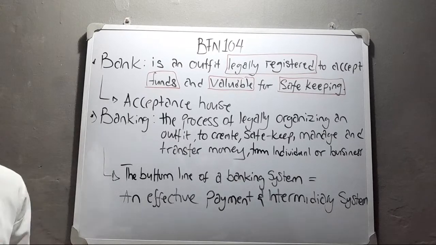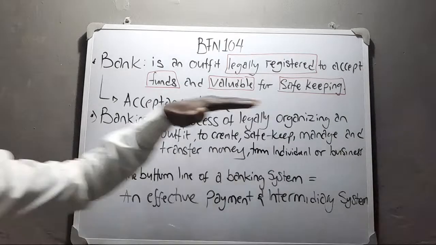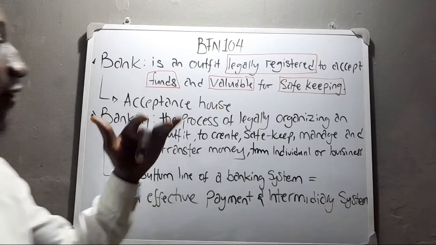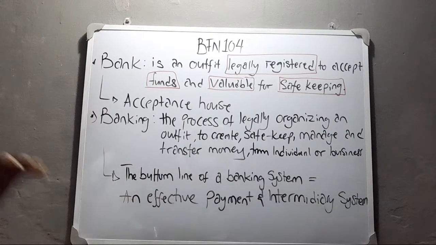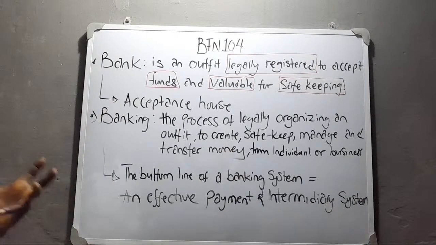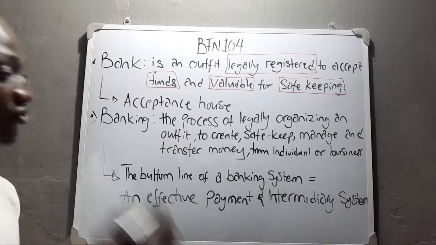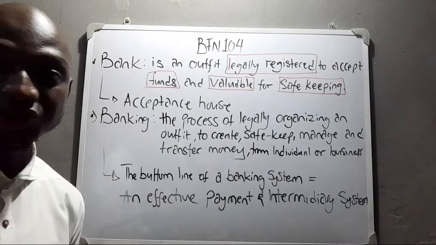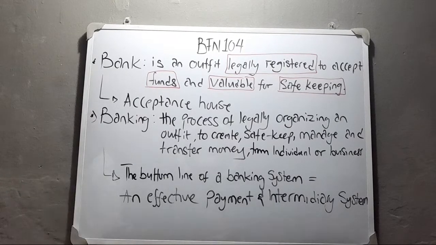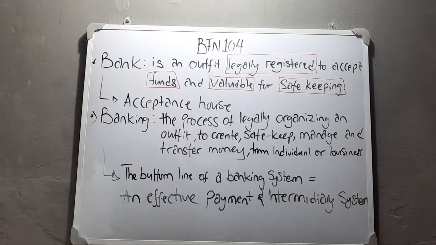Speaking of bank, we talked about bank, and we talked about banking now, and there are a lot of similarities between these two, although they are two different things. Bank itself is an outfit, registered legally to accept funds and valuables for safekeeping, and it's also referred to as acceptance house. Banking is the process, while bank is the outfit. Banking is the process of legally putting an outfit together in order to create, safekeep, and manage and transfer resources, money, valuables from individuals to individuals, or businesses to businesses. And we have the bottom line of banking, which is the banking system as an effective payment and intermediary system. So we're just going to move on.